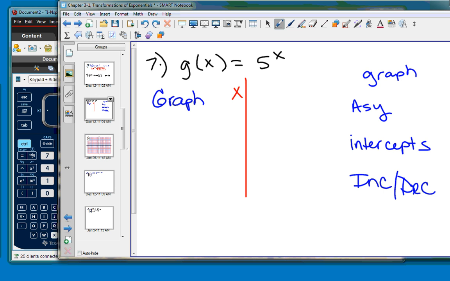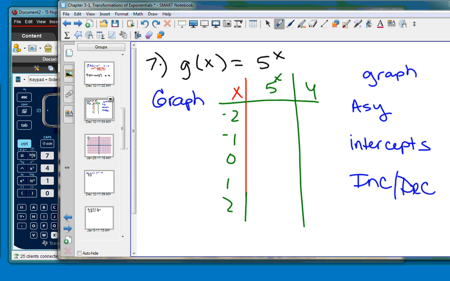Okay, so if I graph this thing, -2, -1, 0, 1, 2, why am I using those values? The left and the right hand side, correct? If I start plugging and chugging, 5 to the 0 gives me 1. What significant number is 0, 1? That would be considered a y-intercept. So I'm going to have a y-intercept being 0, 1.